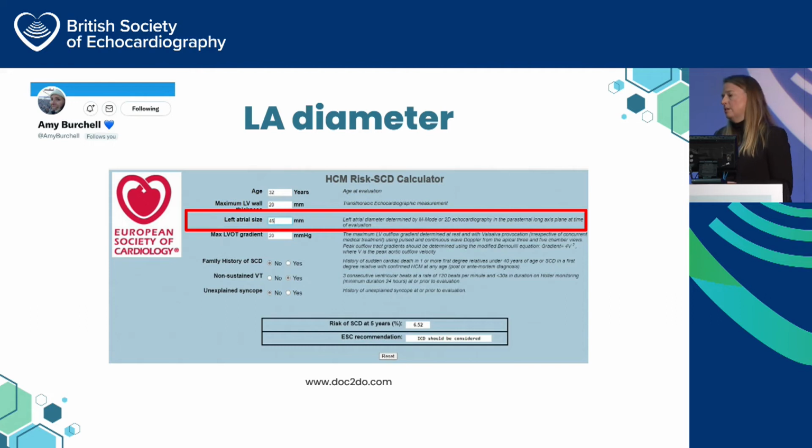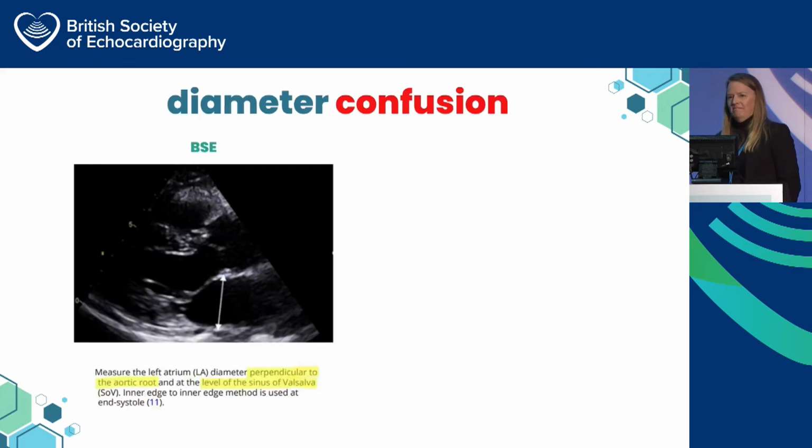So if, for example, there's a patient with hypertrophic cardiomyopathy and a clinician is trying to work out their risk of sudden cardiac death, they might come to this ESC risk stratification algorithm. And you can see here it asks us to enter the left atrial size measured in that parasternal long axis. So given that it's important for some clinicians, it's a good job we've got a standardised way of measuring it, right?